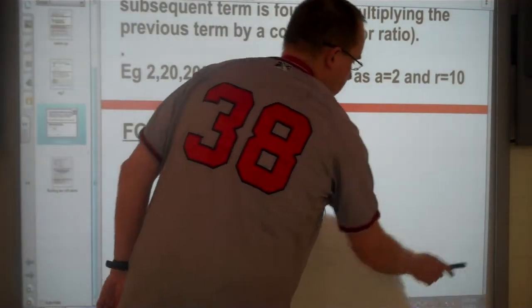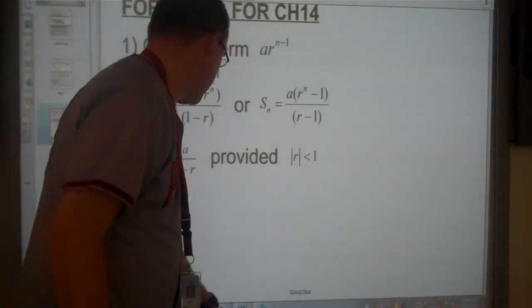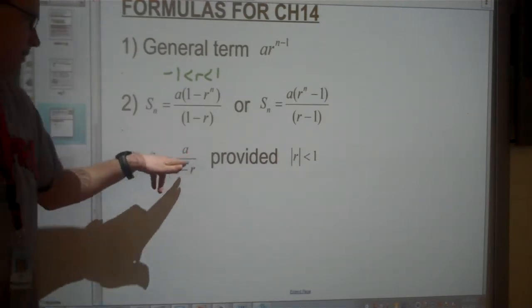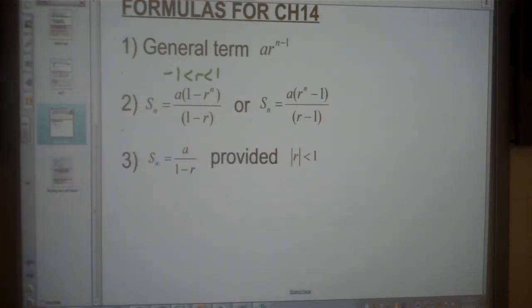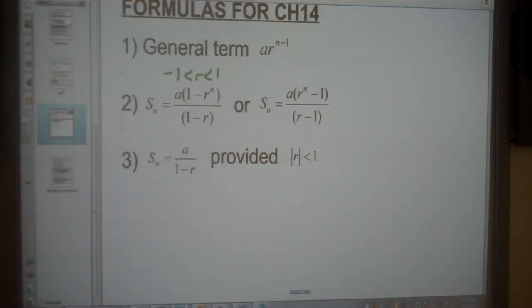Now, the third formula we're not going to use in the first lesson, but we are going to use in the second lesson. So the sum to infinity is a divided by 1 minus r, provided the absolute value, or the modulus, of the ratio is less than 1. If it's not, then this formula doesn't make any sense anyway, because we have a sequence that is increasing in value. And if we were to add an infinite number of things that are increasing, we would end up with infinity.